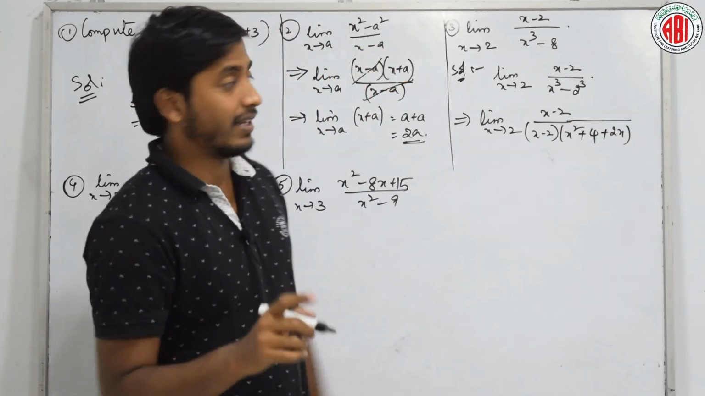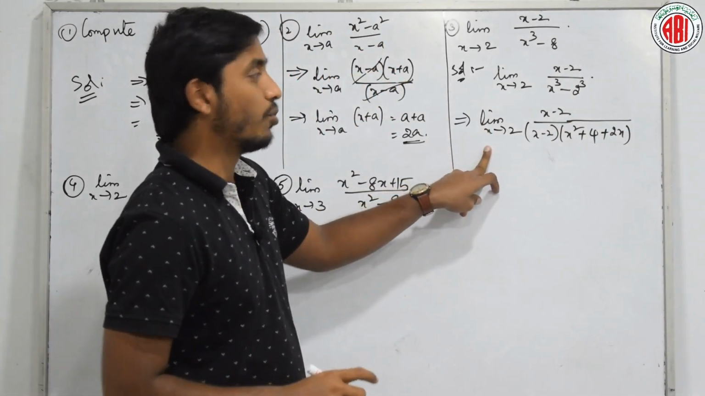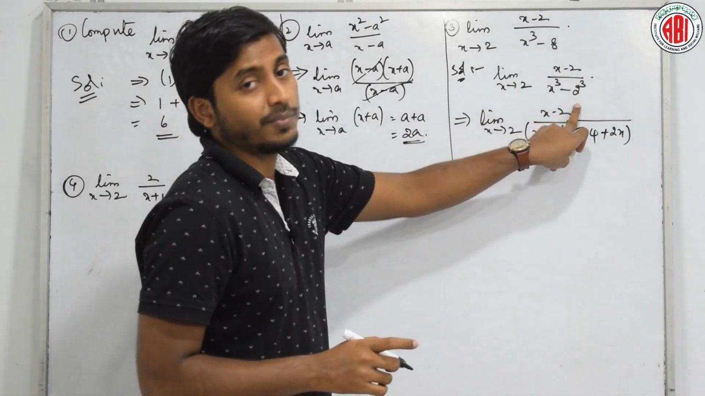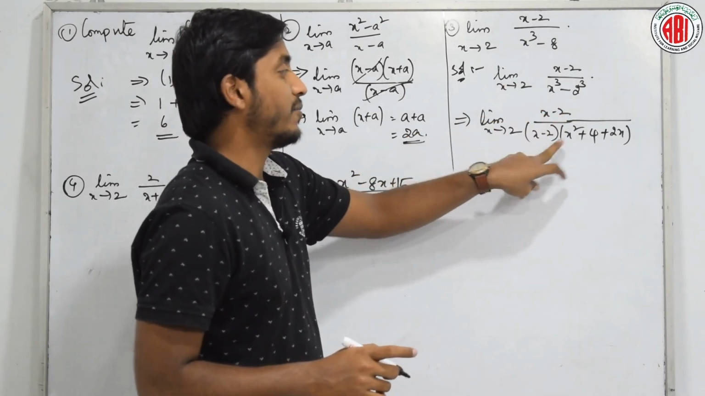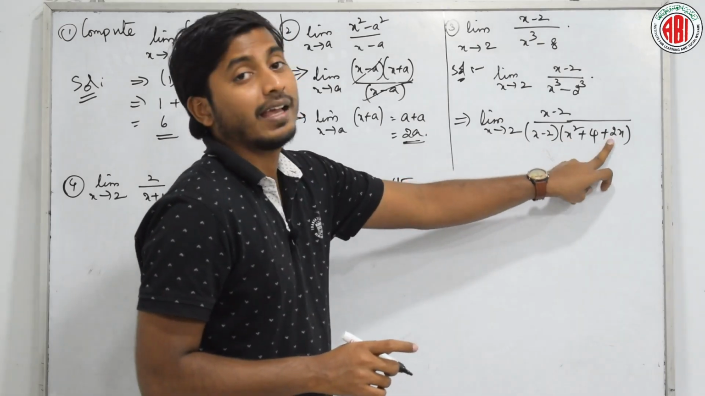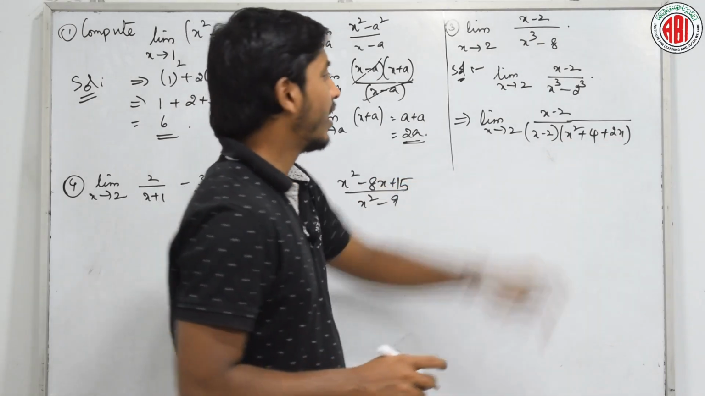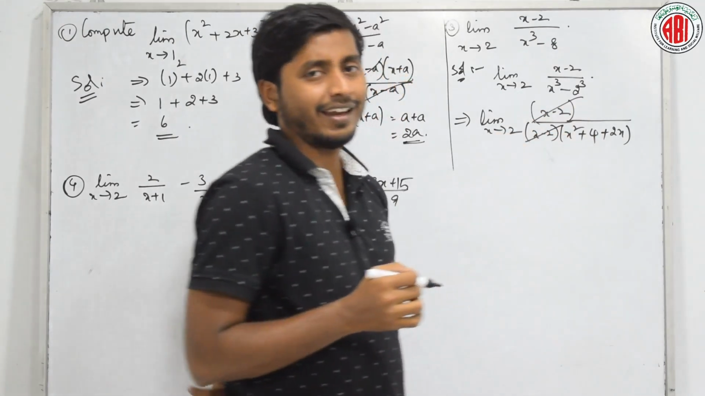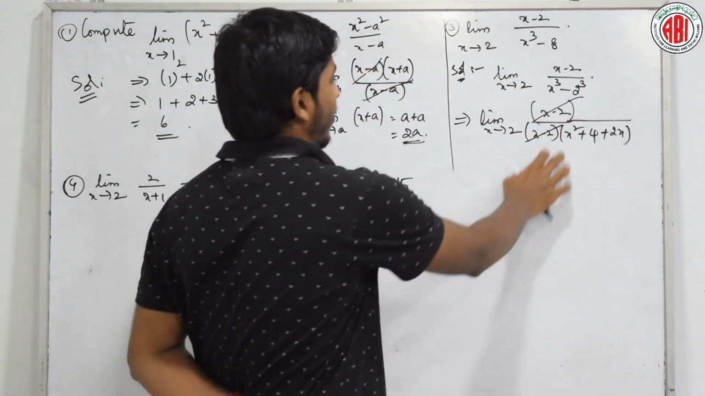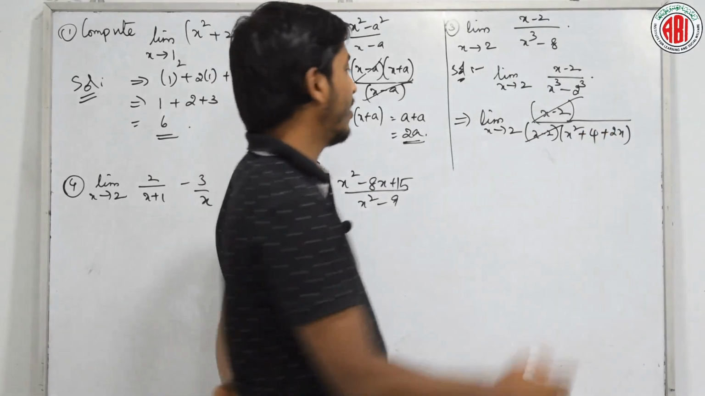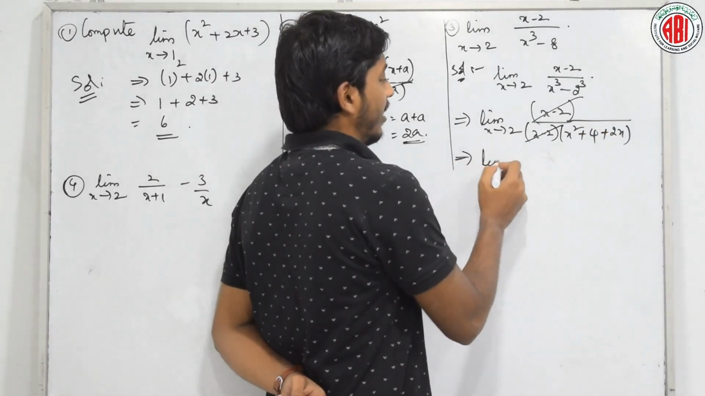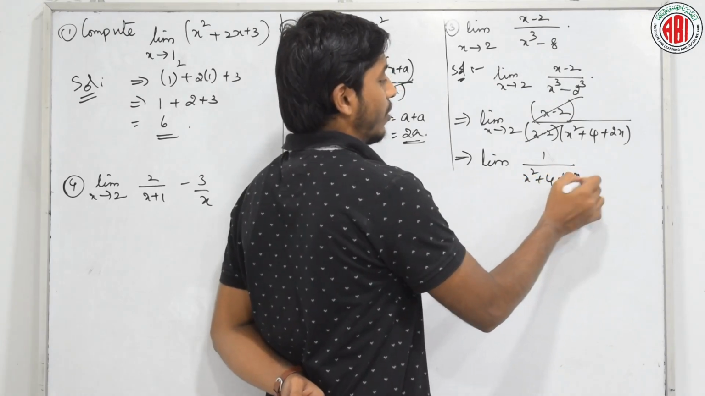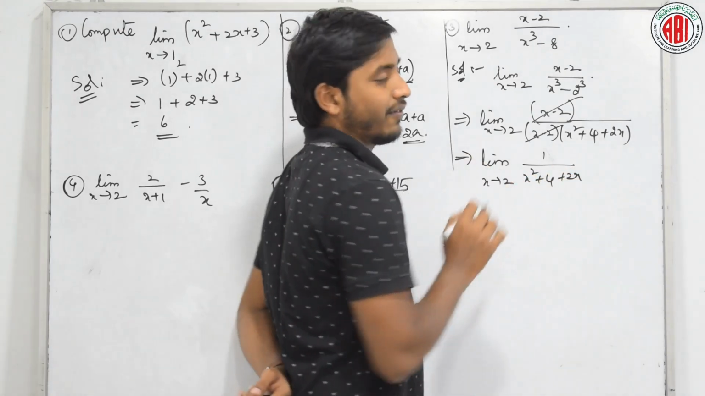Is that right? Once again, let me tell you: limit x tends to 2, the numerator is x minus 2, and the denominator is in a cube minus b cube form, which is a minus b into a square plus b square plus ab. Done. Now just check it here. x minus 2 will get cancelled. We can directly substitute the value of 2 here. What is left? Limit 1 by (x square plus 4 plus 2x) as x tends to 2 is left.